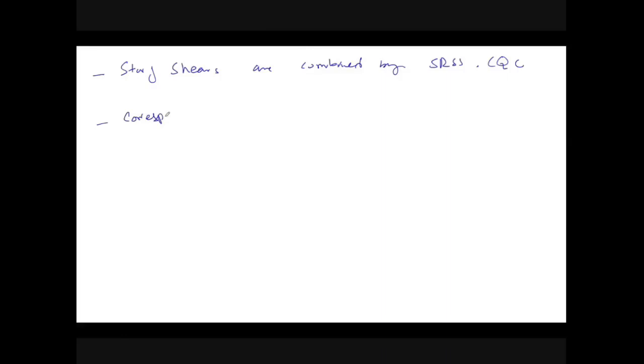So you have to obtain the corresponding floor forces. It's just like your story shear, and then you have to do back calculation in order to obtain the corresponding floor forces for the final story shear. And once you obtain these floor forces, then you can use them in the analysis of the structure.